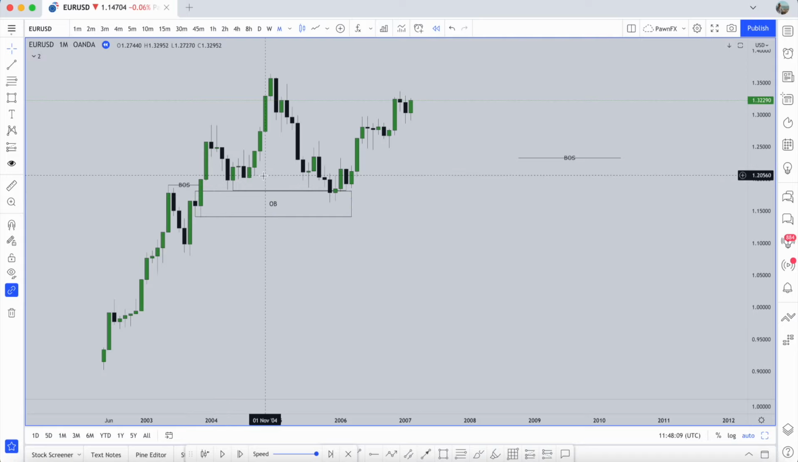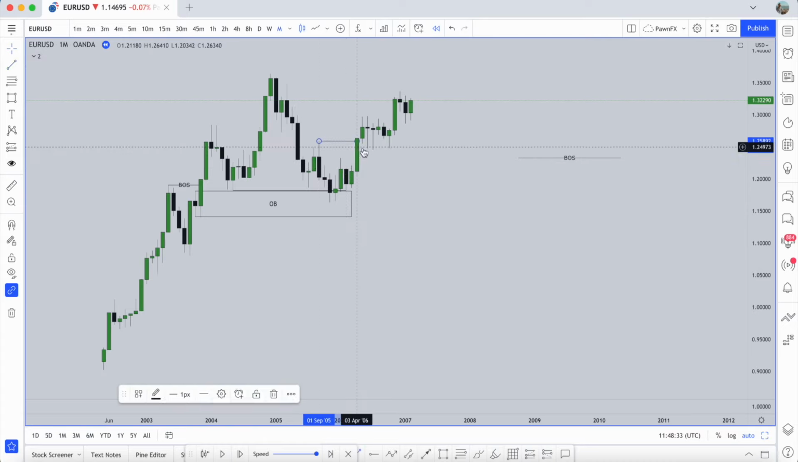So what we can see here is we have tapped into this low here with this wick, and then we've pushed to the upside, but we haven't broken any structure to the upside. So what we can expect is price to come back down into our order block, and then finally what we see is a push to the upside, and then we have a break of structure.